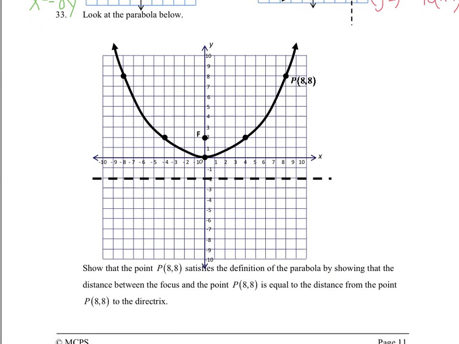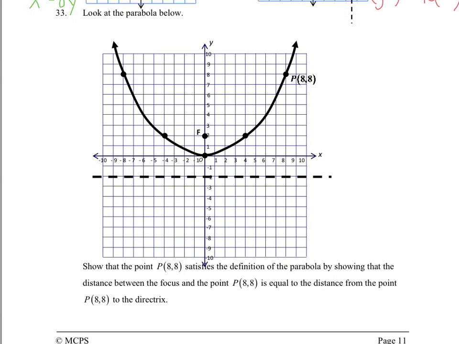For question 33, we're asked to look at the parabola below. Show that the point P(8, 8) satisfies the definition of the parabola by showing that the distance between the focus and the point P is equal to the distance from the point P to the directrix. So basically what we need to see is, is this distance equal to this distance? To do that, I'm going to use the distance formula.